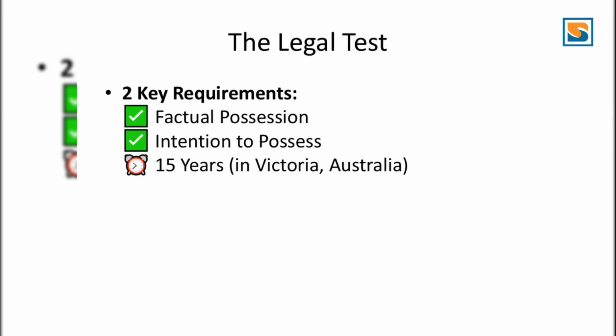There are two main things you must prove to own the title of land. First one is factual possession, which means you physically control and use the land like an owner. Second is intention to possess, you meant to exclude everyone else, even the true owner. In Victoria, you must do this for at least 15 years under the Limitation of Actions Act 1958 to own the title of the land.